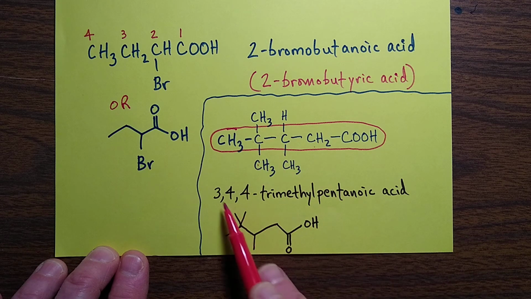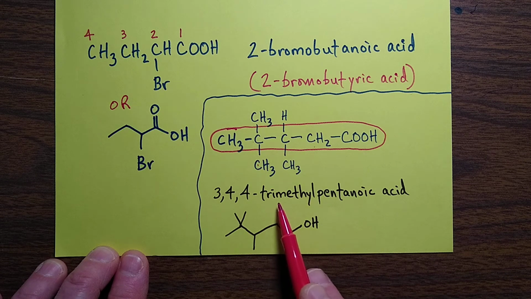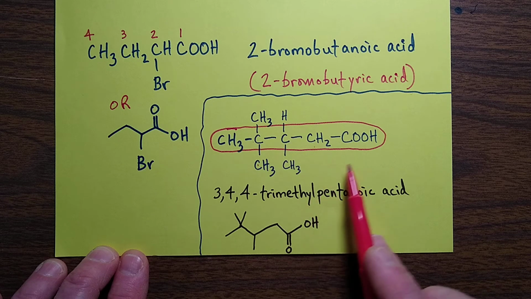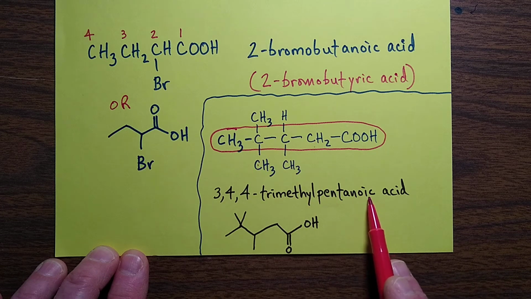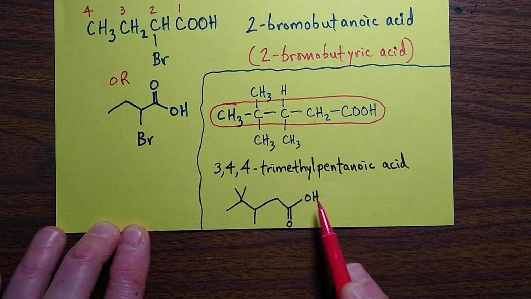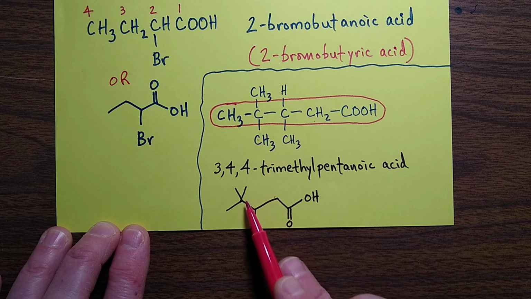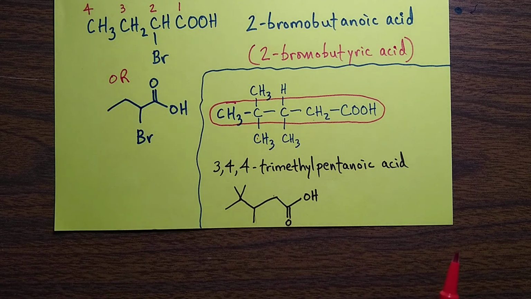3, 4, 4, and then tri for 3, redundancy again, trimethyl, no space, pentanoic acid. 5 carbons long, so it comes from pentane. Drop the E, add OIC, acid. And here's your line drawing for that acid. 3, 4, 4-trimethylpentanoic acid. So, I think that's pretty straightforward.